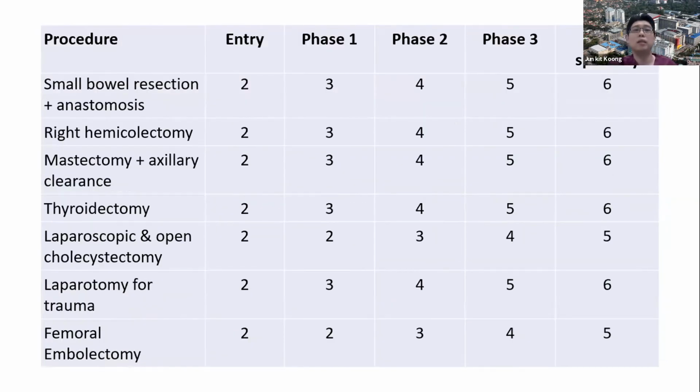All right, things like small bowel anastomosis, right hemicolectomy, mind you, right hemicolectomy, mastectomy, thyroidectomies, laparoscopic and open cholecystectomies, this can be supervised. Laparotomy for trauma, you're supposed to do it independently. And femoral embolectomy, again, is actually supervised. So these are index procedures.